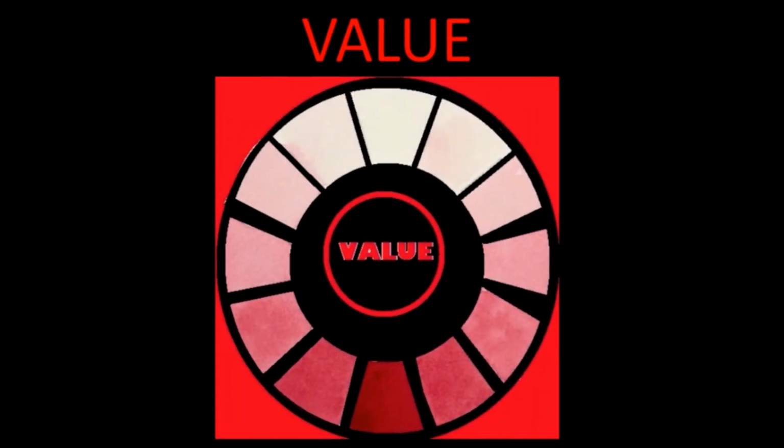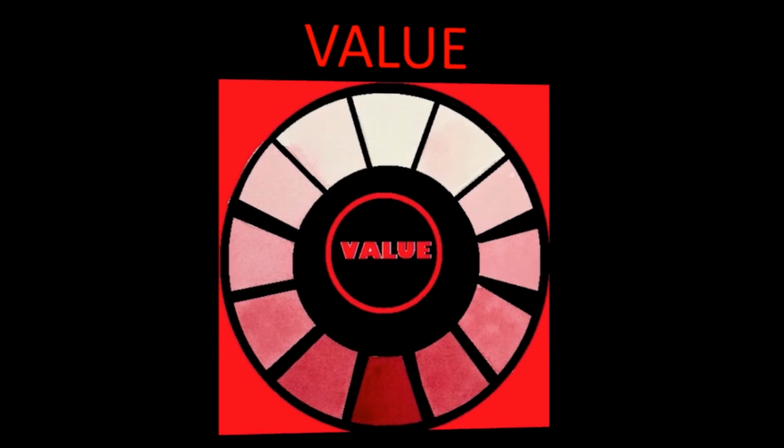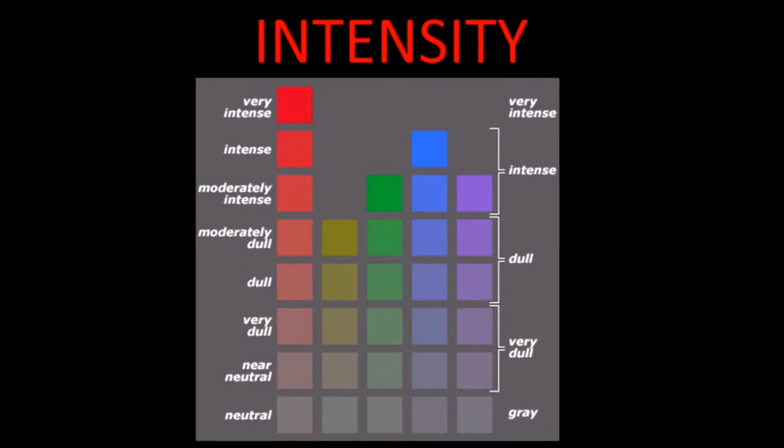Value is the relative lightness or darkness of a color. Intensity, also called saturation or chroma, is the relative purity of color from bright to dull.